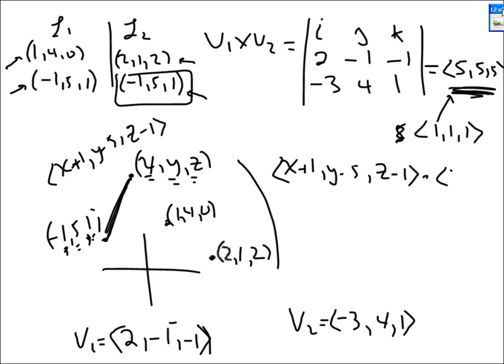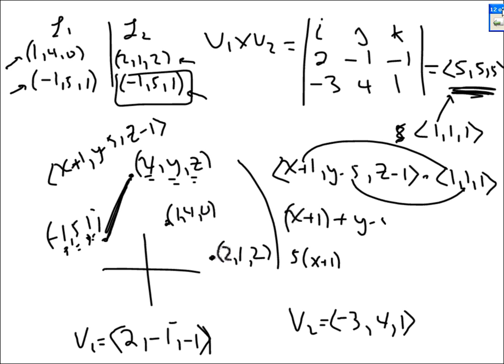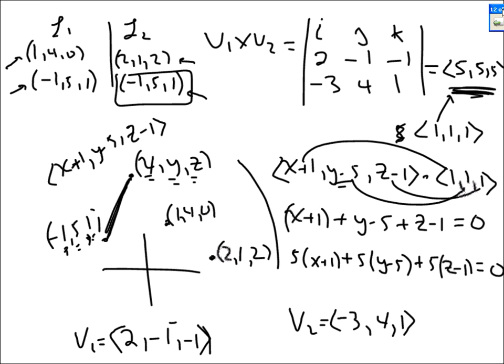I get x plus 1, y minus 5, z minus 1, and I dot this with 1, 1, 1. I get this times 1, which is x plus 1, plus this times 1, which is y minus 5, plus z minus 1 times 1, which is z minus 1. And I'm supposed to get 0. With the 5s, I would divide by 5, and 0 over 5 is 0.